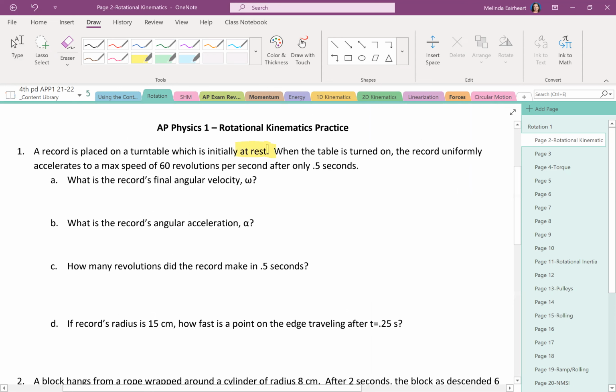Now that's a common phrasing, but is the initial linear velocity still 0? Yes. But now think in angular terms, what else could be 0? At rest, do we have any rotation? No rotation. So initial angular velocity, 0.